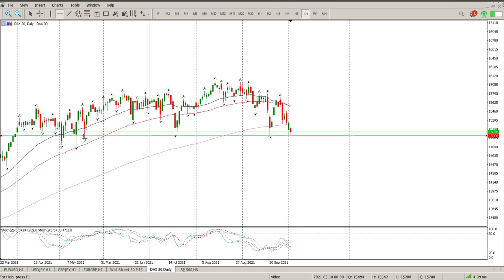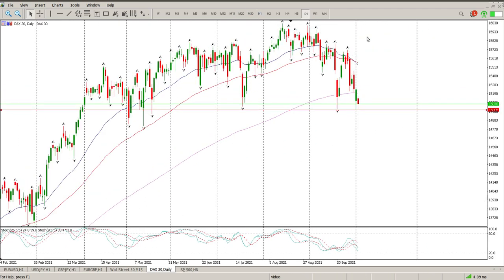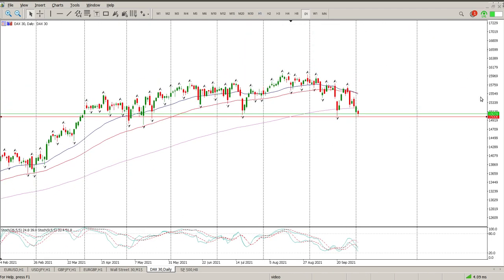Ultimately, for me, we are still in this area of interest, which is the bottom of this massive what's starting to look like a head and shoulders to me. This is the shoulder, here is a big head, and here is a massive shoulder. So we need to break below the structure.